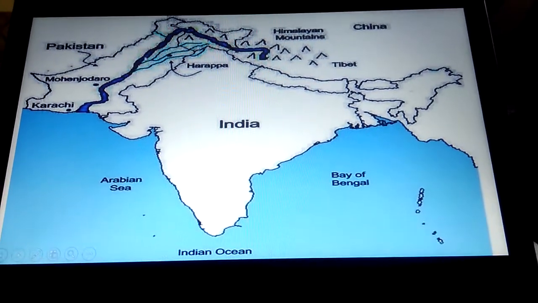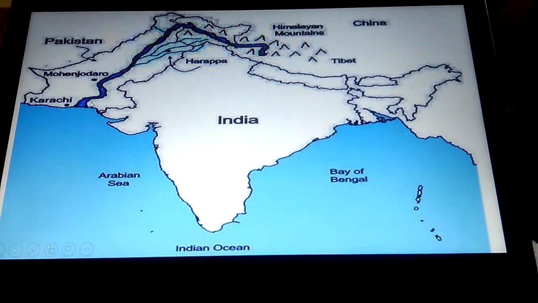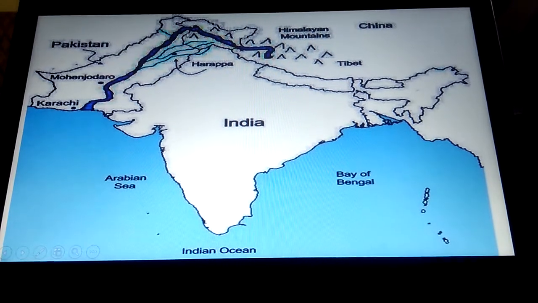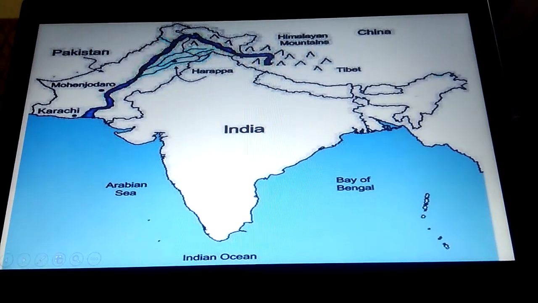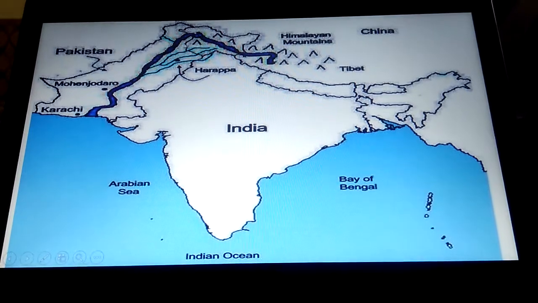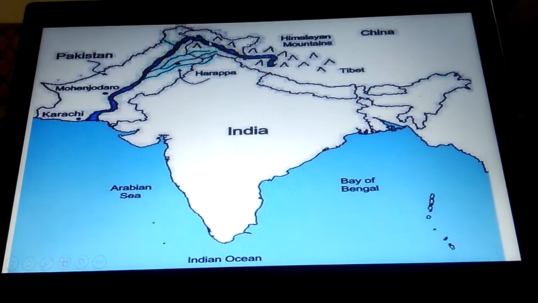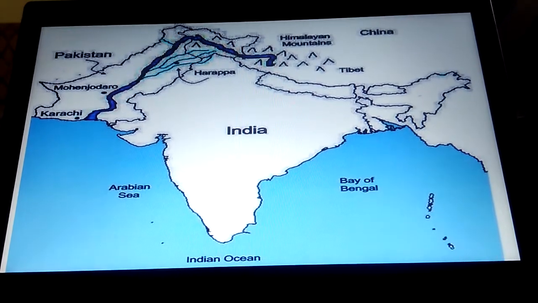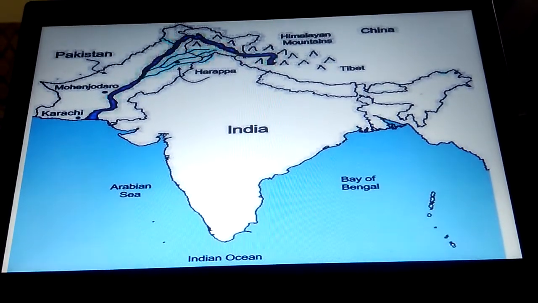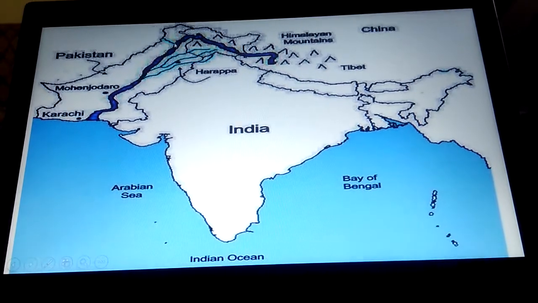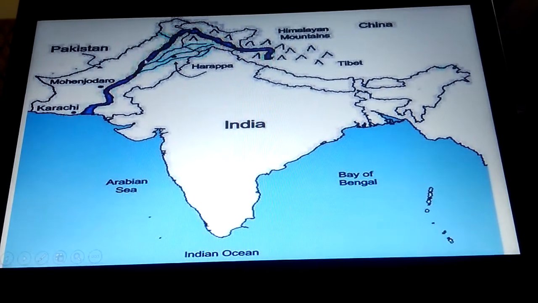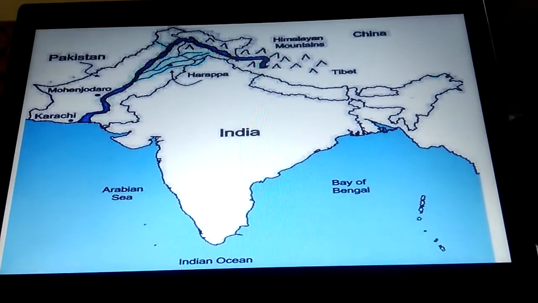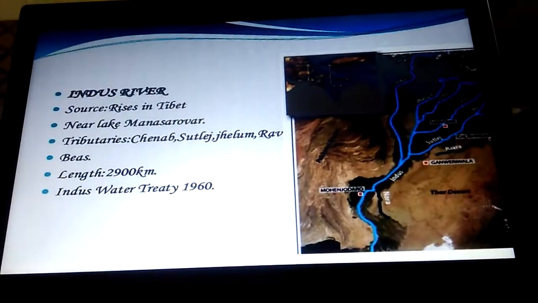Maximum amount of length of river Indus is in Pakistan. So we used to have fights with Pakistan for the usage of water of river Indus. But in 1960, we had a treaty which we call the Indus Water Treaty, and in this treaty, we are using only 20% of water, and the rest of the water has been given to Pakistan so that they can have their different agriculture activity and the generation of hydroelectricity.